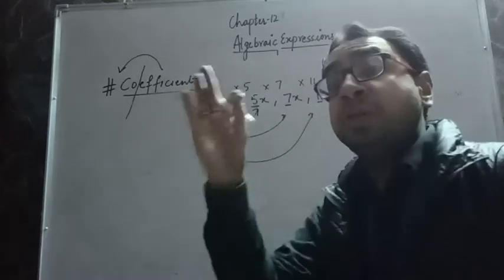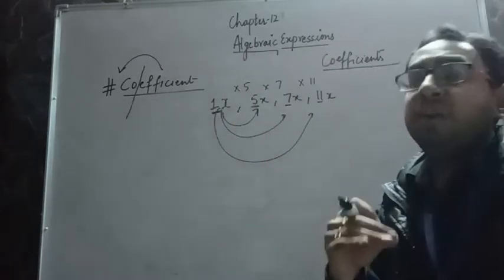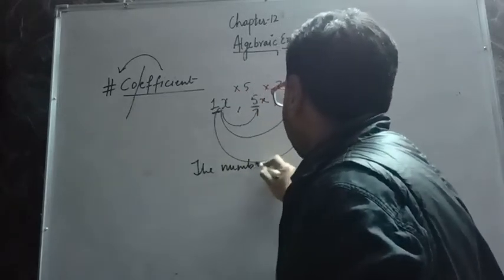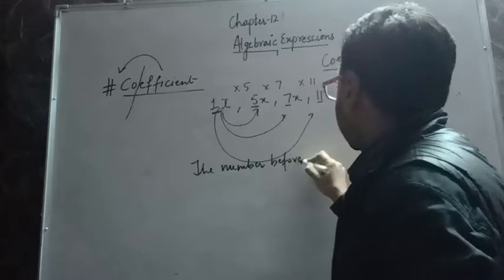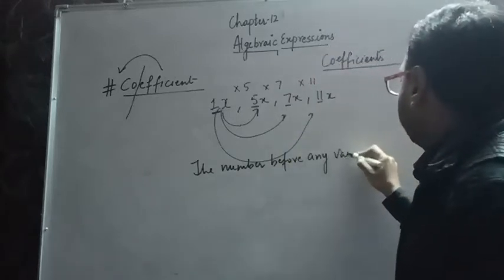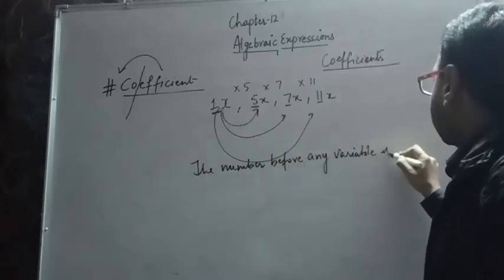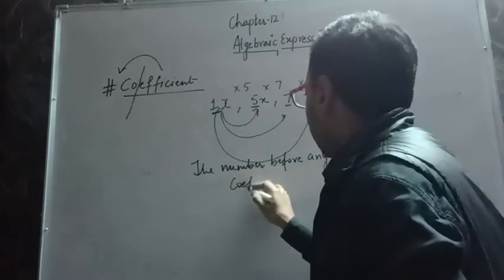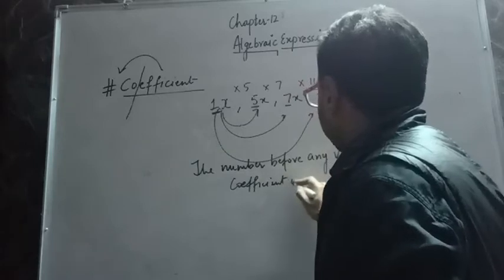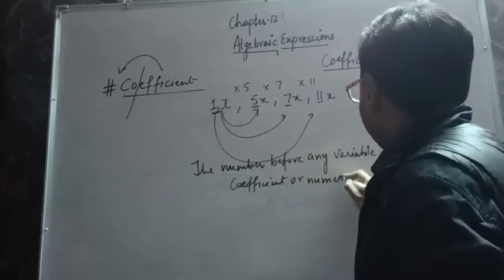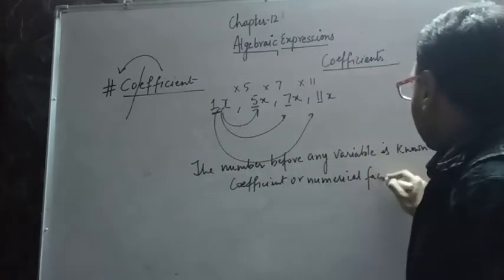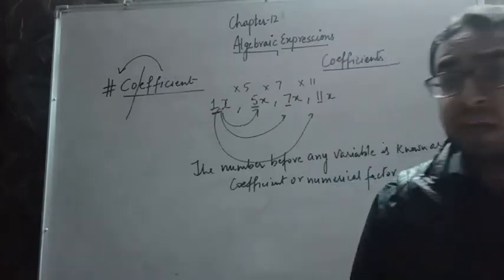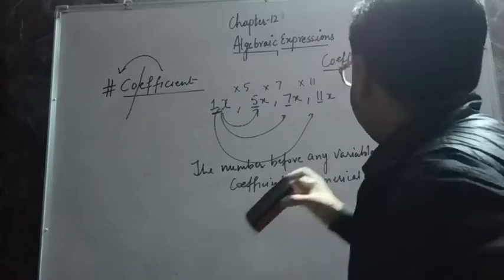Are we clear? So the number before any variable is known as a coefficient, also known as a numerical factor. Do you remember? Another name is numerical factor. Clear? Okay, let us understand one more concept related to it.